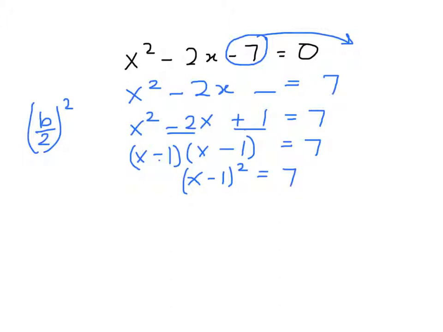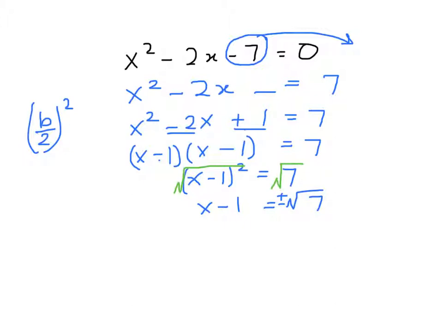To undo my square, I take a square root of that side. So squares and square roots are going to cancel each other and just leave me with x minus 1 equals the square root of 7. Now remember, the square root of 7 can be a positive or a negative. Two negatives multiplied together give me positive, or two positives multiplied together are going to give me positive.